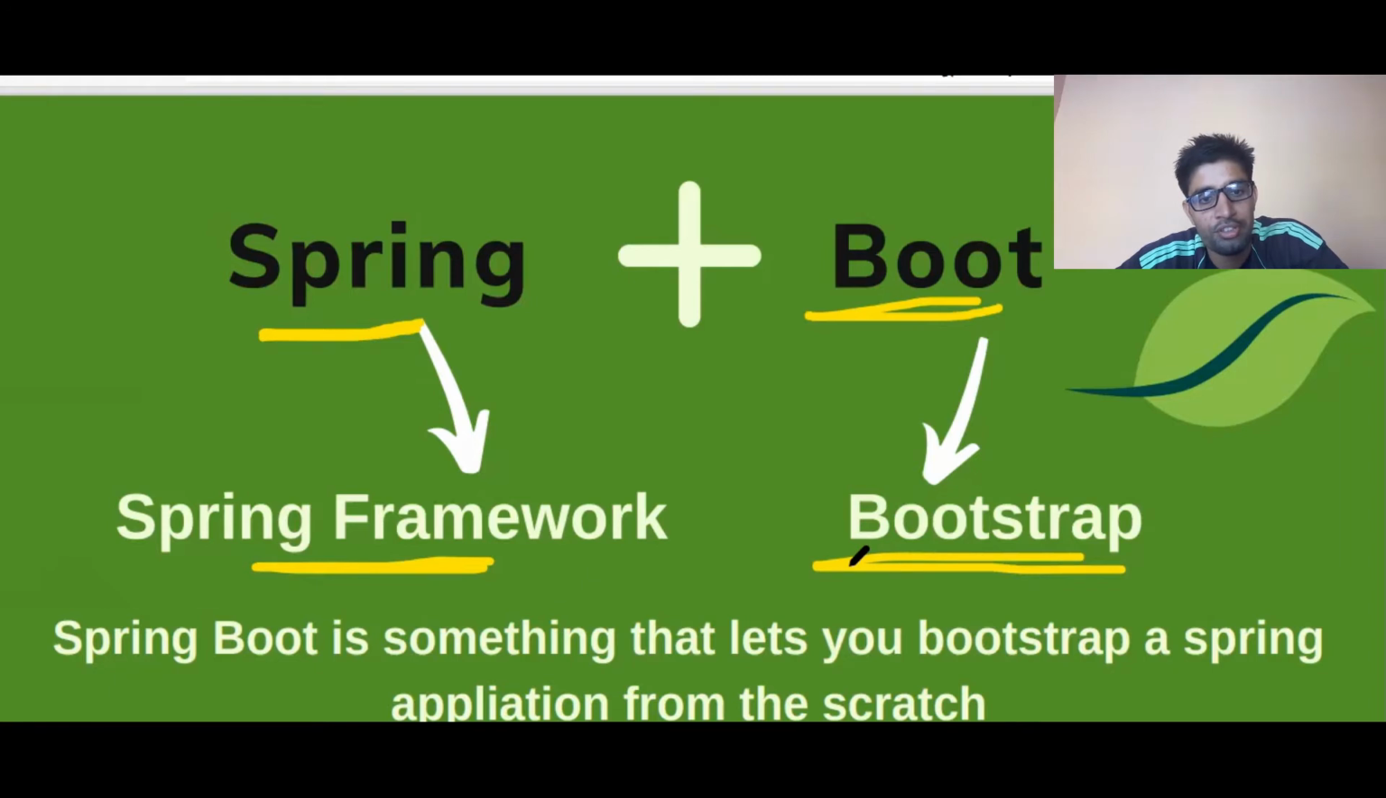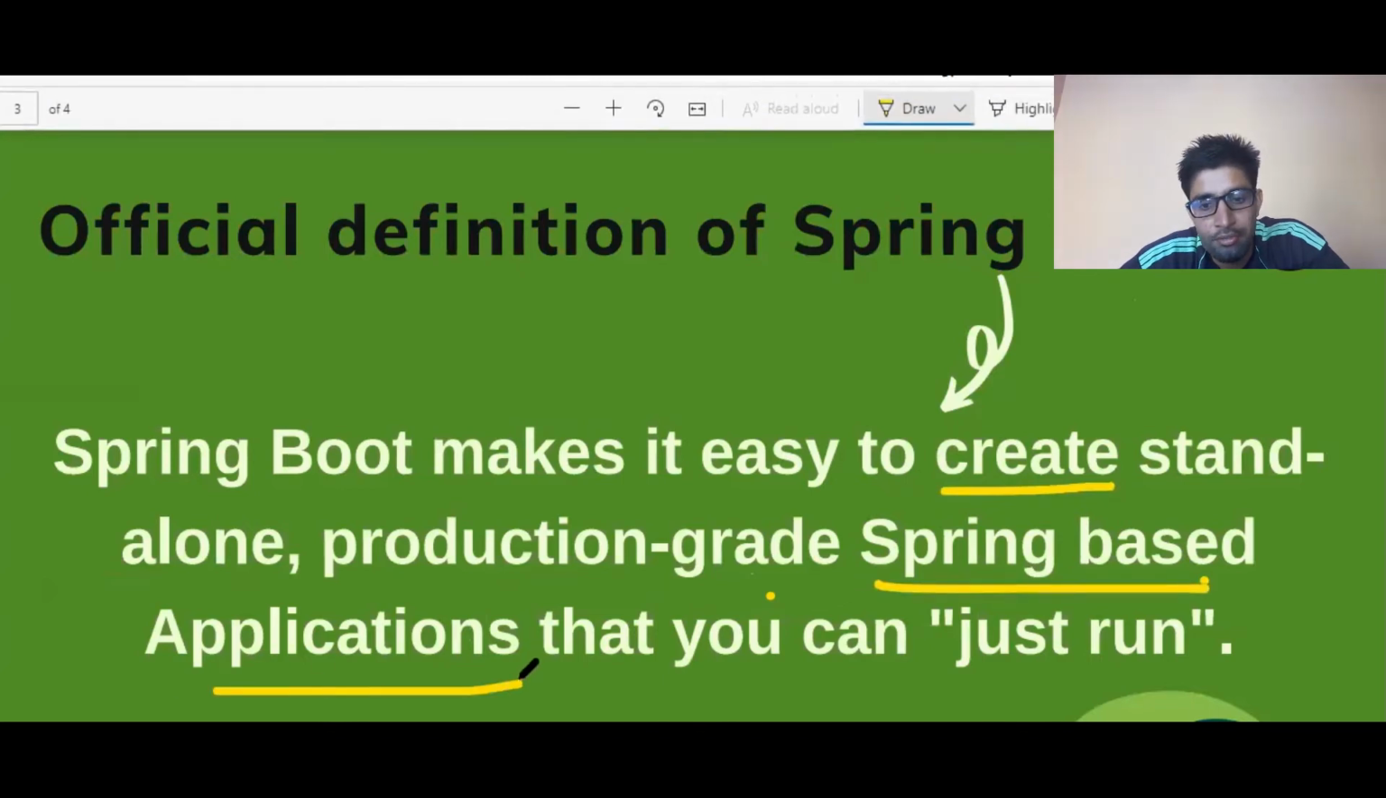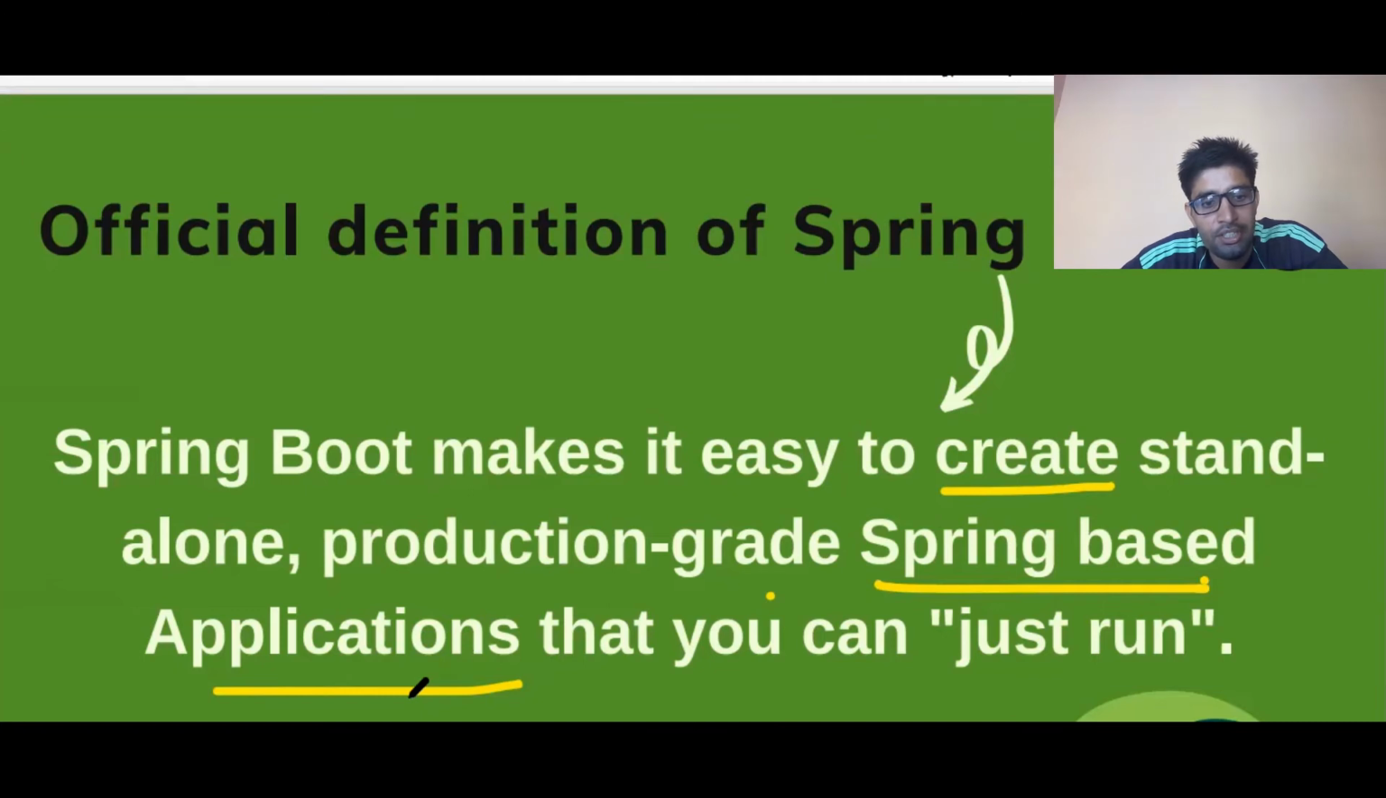So let's have a look at the official definition of Spring Boot on the spring.io website, and let's try to understand the definition. Here it says create Spring based applications, which means Spring Boot is a tool built on top of the Spring Framework, and it comes with many dependencies that can be plugged into Spring applications. Some of these dependencies are Spring Kafka, Spring LDAP, Spring Security, and Spring Web Services.